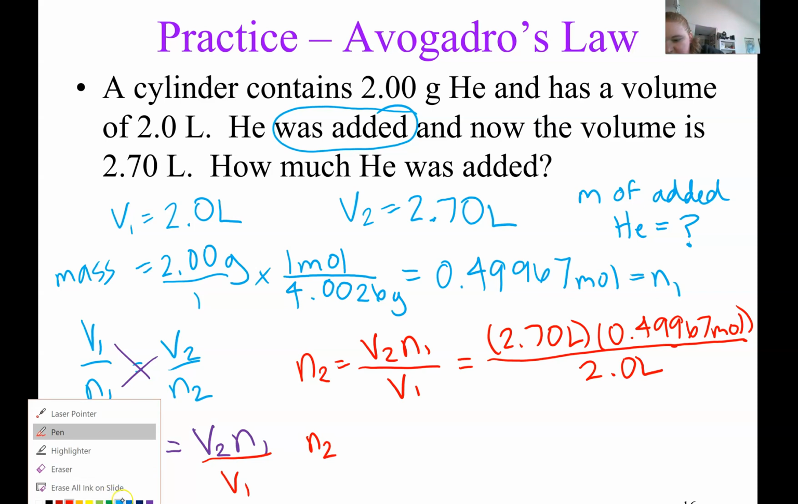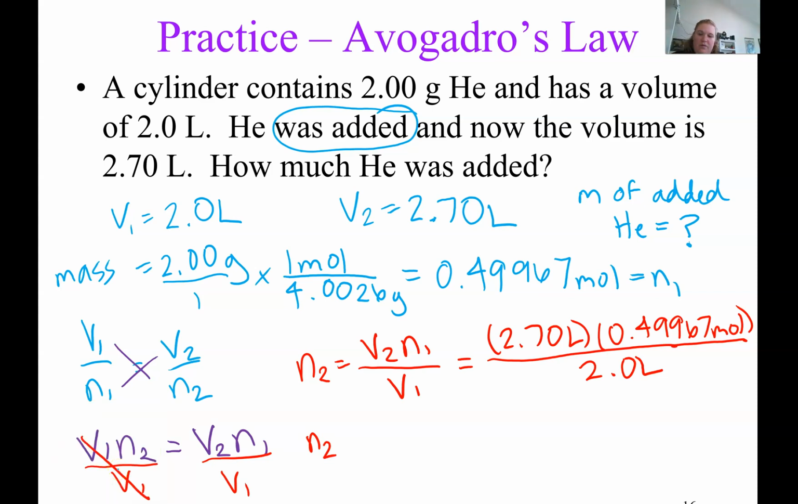So we're going to plug it into the calculator. 2.7 times 0.49967 divided by 2, and we get 2.6982. Liters are canceling. We're left with moles. Now I'm going to underline my significant figures, but I'm not going to round quite yet because this isn't our answer. So that would cut off right there.